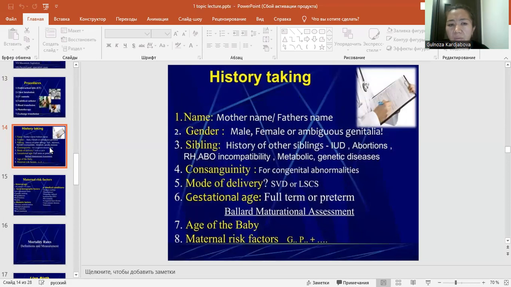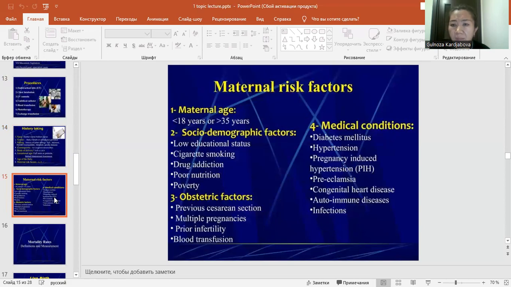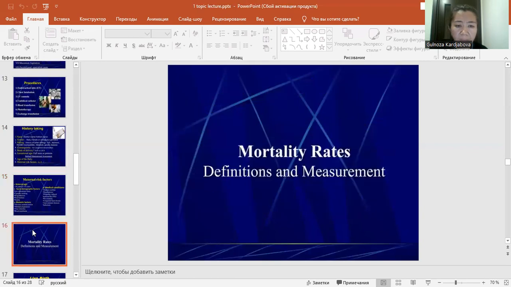History taking. While history taking, you should pay attention to name, gender, sibling, consanguinity, mode of delivery, gestational age of the mother, and age of baby, maternal risk factors. So what are maternal risk factors? These factors we will divide into 4 groups. Maternal age, socioeconomic factors, obstetric factors, medical conditions.